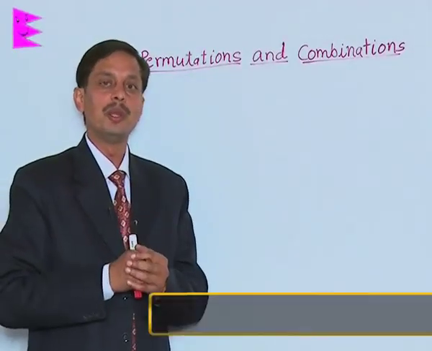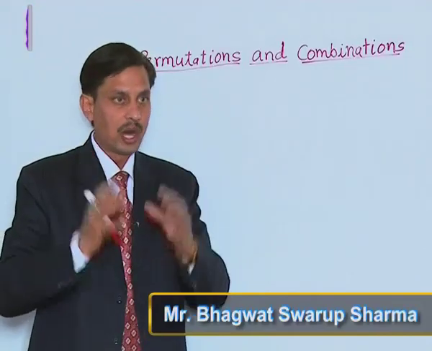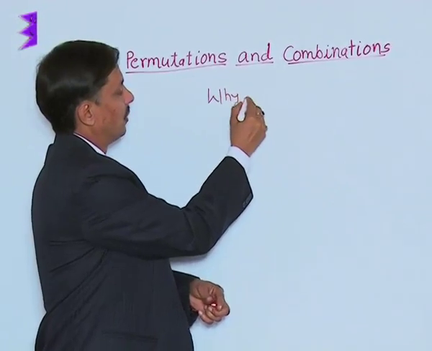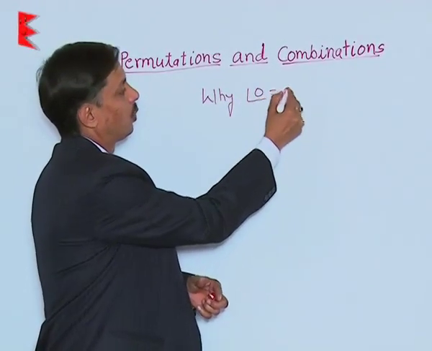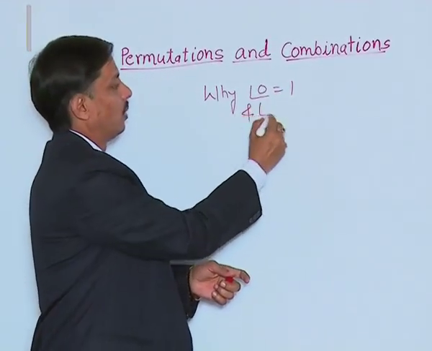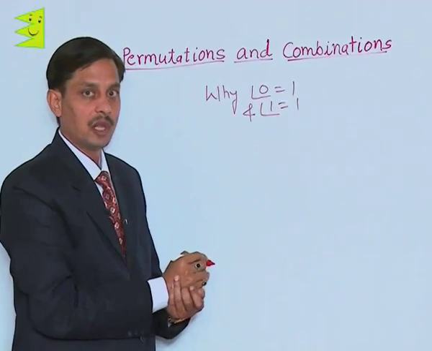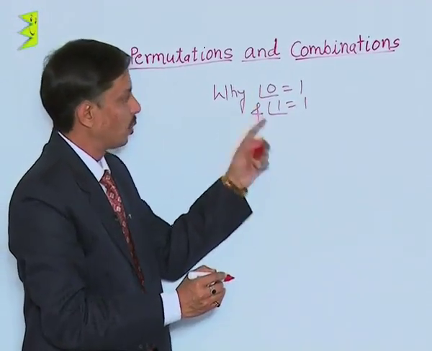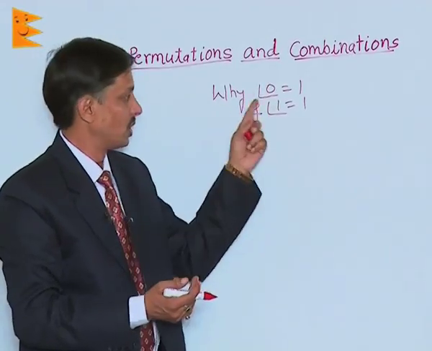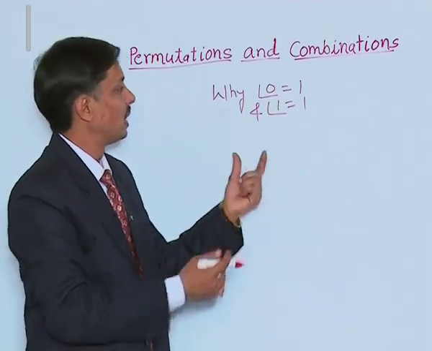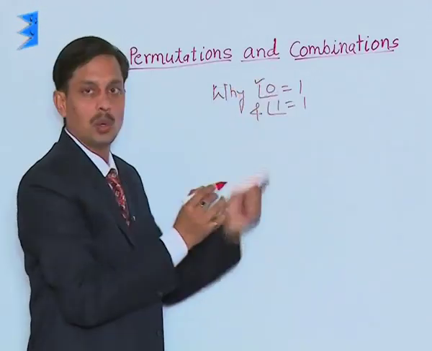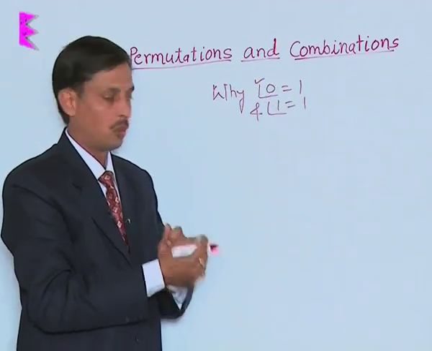Now I want to explain the concept of why factorial 0 is 1. My purpose is to explain why we say factorial 0 is 1. You also know that factorial 1 is also 1. But if you equate them, you would get 0 equals 1, which is wrong. So I am going to emphasize why factorial 0 is considered to be 1.